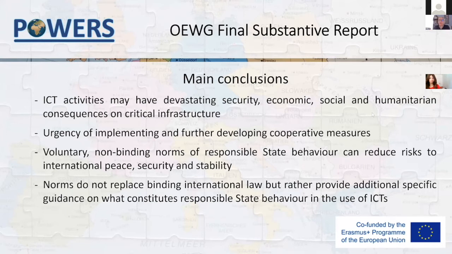And you see that the conclusions are quite comprehensive, quite important. Of course, the open-ended working group underlines that ICT activities may have devastating security, economic, social, and humanitarian consequences for critical infrastructure, and that it is very, very important for UN member states to implement and develop cooperative measures among them in order to prevent and to struggle against these cyber threats, in particular when coming from non-state actors.